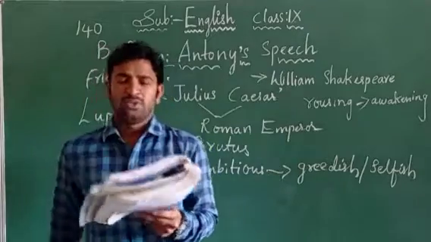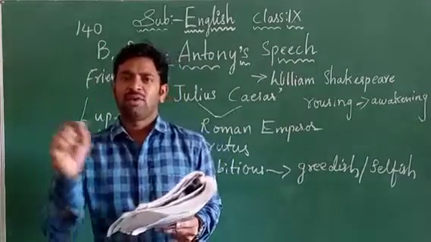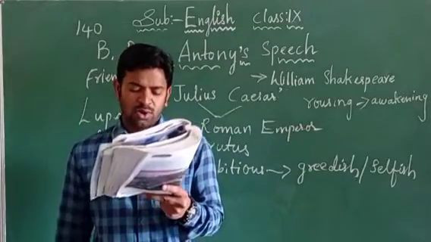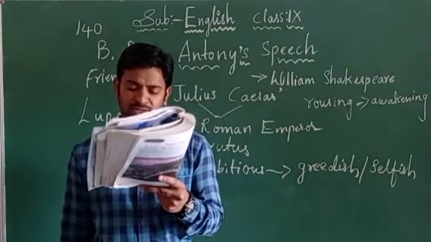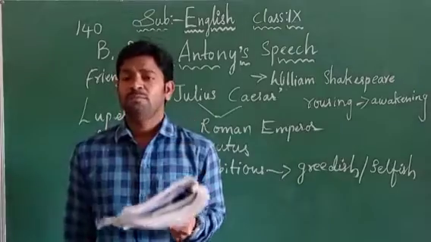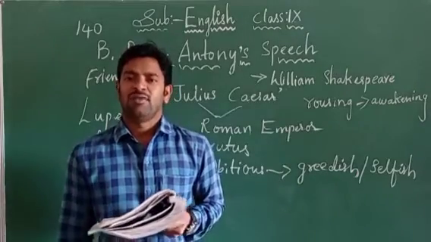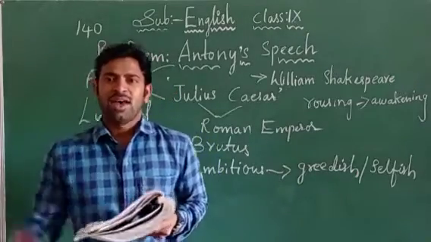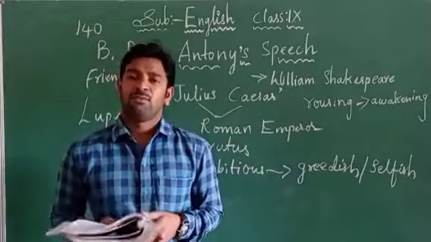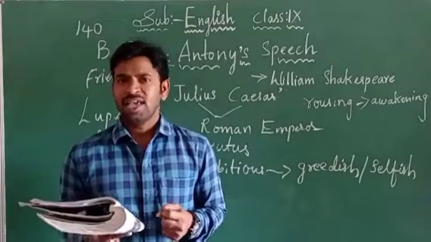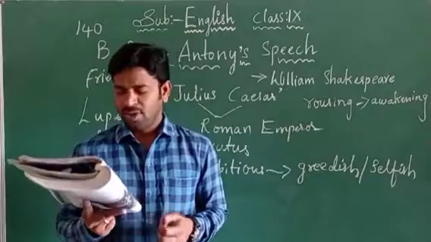He is telling, oh judgment. So lastly I want to tell one thing only. Oh judgment, thou art fled to brutish beasts. You have run away like a brutish animal. You have listened to the words of Brutus and you are running towards Brutus only, when Brutus was telling that Caesar was ambitious and that he was honorable.